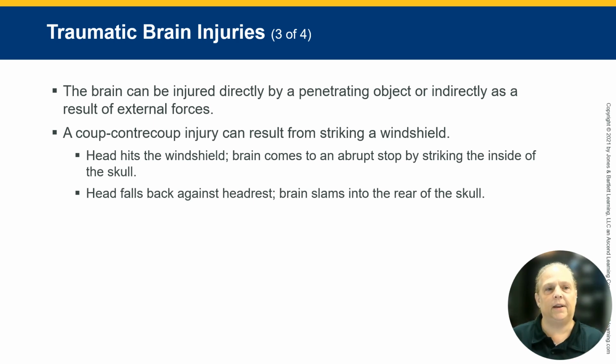We can have the brain injured directly by a penetrating object or indirectly as a result of external forces. An example would be a motor vehicle accident where the patient strikes their forehead on the windshield, the brain comes forward and strikes the inside of the skull, then the patient's head whips back and strikes the headrest, and the brain now whips back also and strikes the back of the skull. We call that a coup contrecoup injury. It's going to strike the front and then the back.